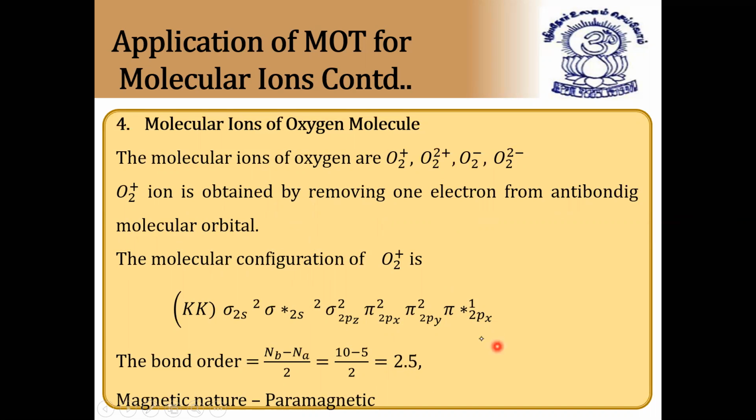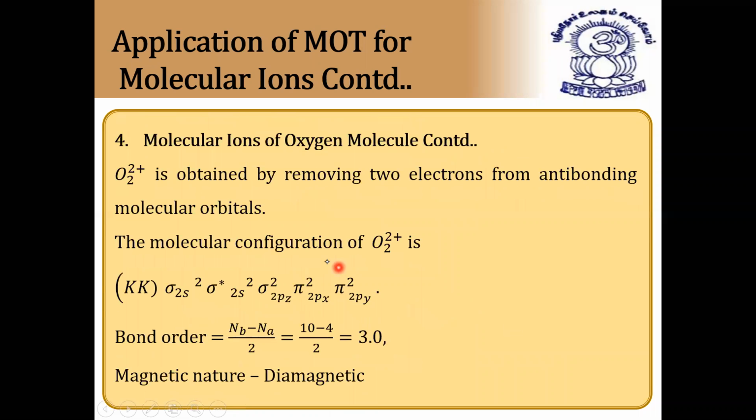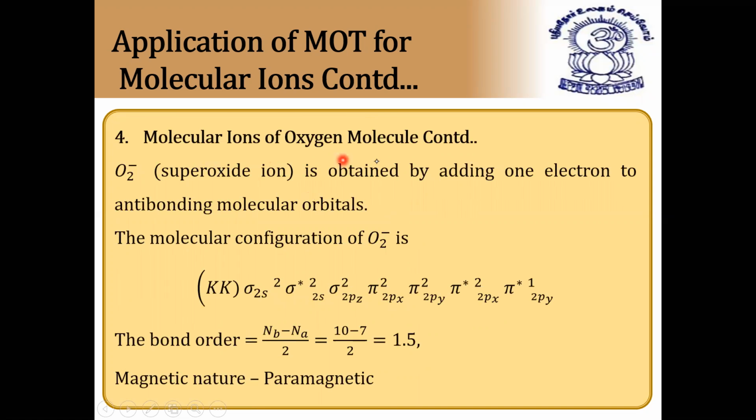So the magnetic nature is paramagnetic. Now, for the molecular ion O2 2 plus, 2 electrons are removed from the 2 anti-bonding molecular orbitals. Then the bond order becomes 10 minus 4 by 2, which is 3. So the magnetic nature is paramagnetic. Next, coming to the molecular ion of oxygen, O2 minus, the superoxide, it is obtained by adding 1 electron to the anti-bonding molecular orbitals. In anti-bonding, we are adding 1 more electron.